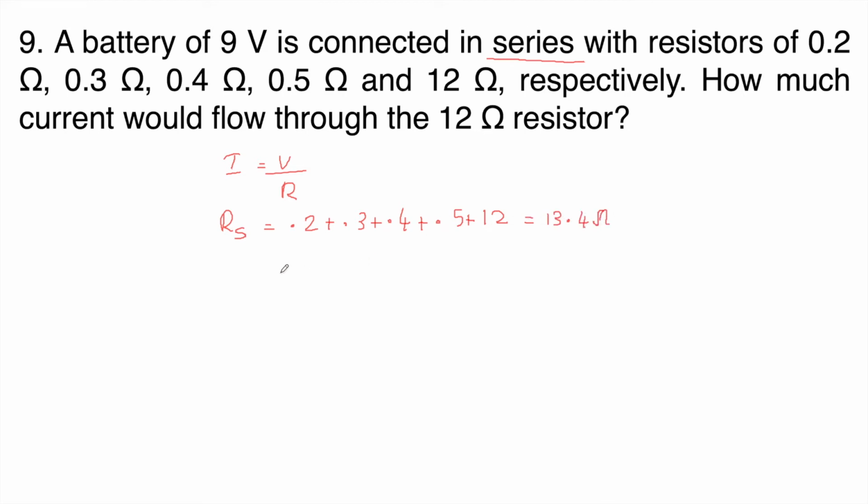This is the equivalent resistance. Now we should find the current. I is equal to V by R. V is given here, that is 9 volt. So 9 by 13.4. Again, to remove the decimal points, 90 by 134, we can do like this. Then by dividing this number you will get 0.671. And what is the unit for current? It is ampere. This is our answer.